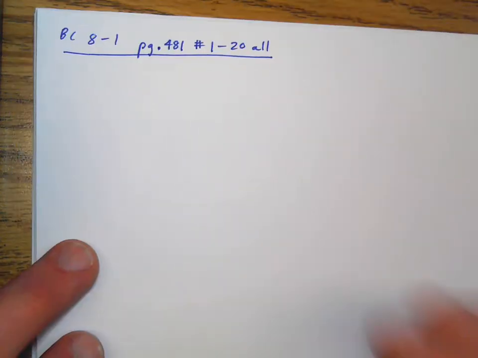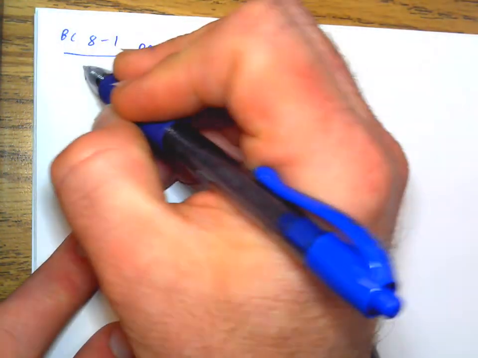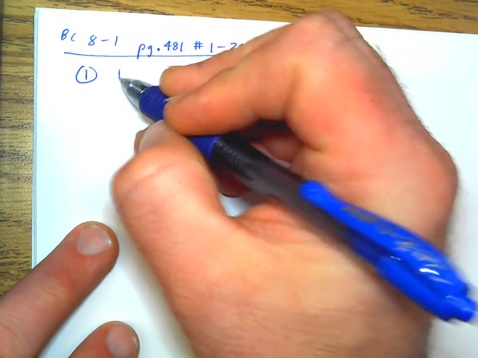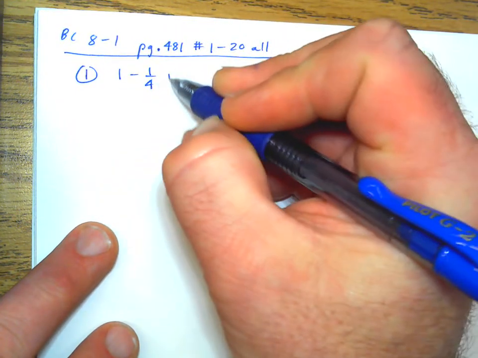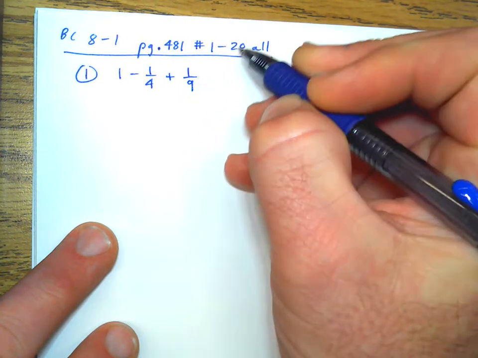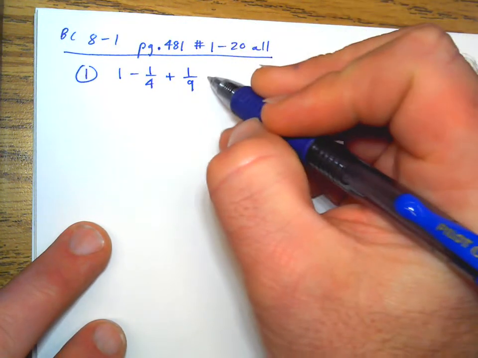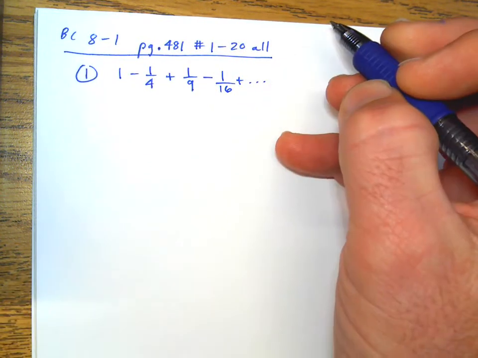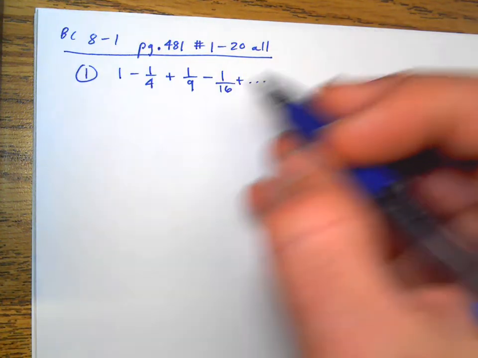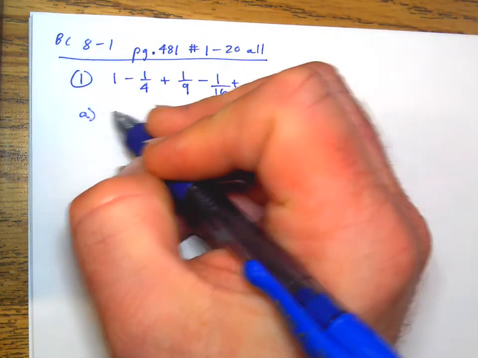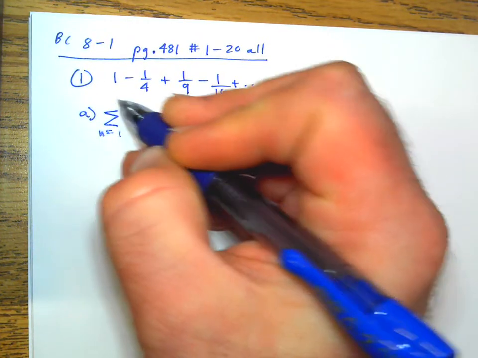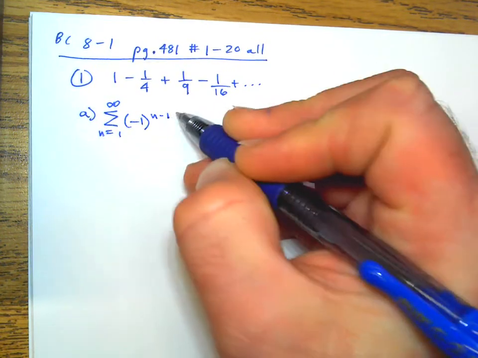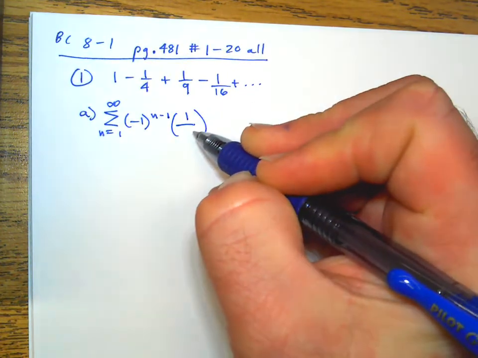So, first problem, number 1, says to replace the asterisk with an expression that will generate the series. So they give you this series, which I would write down. So write the problem down. And so A says, they give this to you all done. And you're supposed to put something here that will make it work.